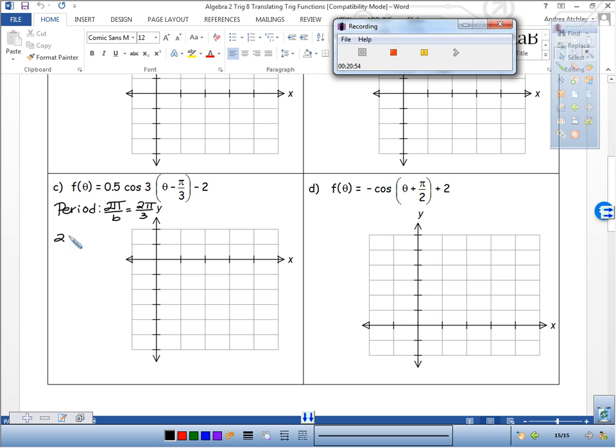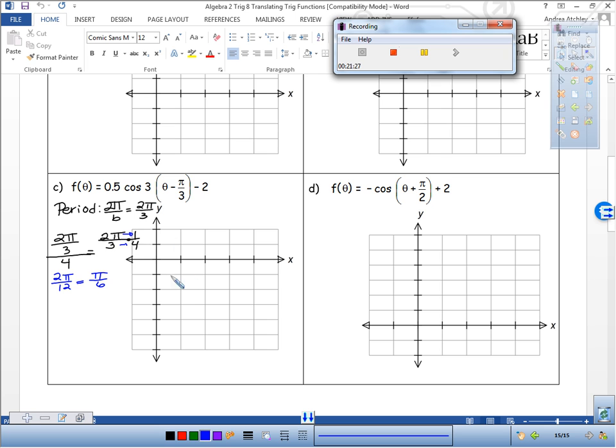Then we get 2 pi over 3 divided by 4, equals 2 pi over 3 times the reciprocal of 4, which is 1 over 4. So that's going to give me 2 pi over 12, which is pi over 6. Any questions on how I got that? We're all good?